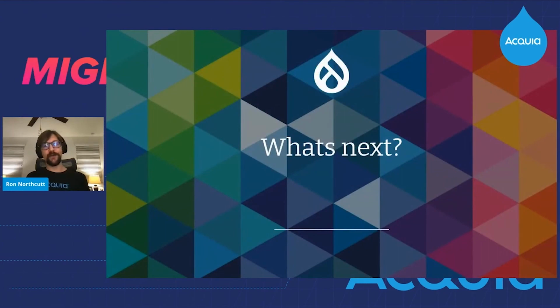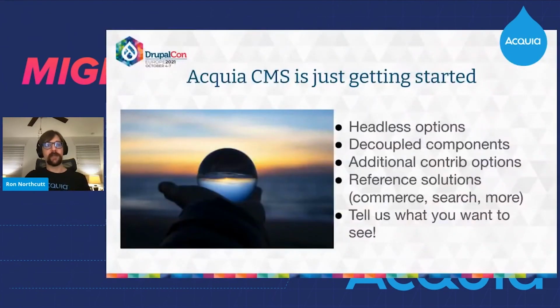So what's next? Where are we going from here? Acquia CMS was just released this year. We've been making some really great progress, but it's just the beginning. Some things are on the horizon. One of the big ones is headless options. Whether that's another submodule with some opinions, or even something like headless Lightning, if you have ever used that, which has a lot of opinions but pre-packages what a headless CMS using Drupal might look like. We're working on getting support for decoupled components into Acquia CMS as a standard.